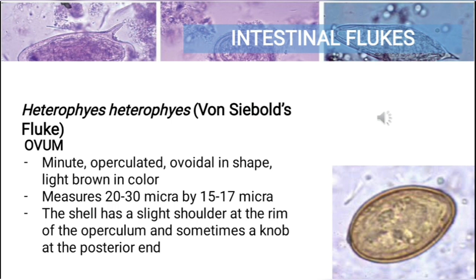Now let us proceed to the ovum or the egg of our Heterophyes. The egg is light brown in color, it is ovoid in shape, operculated, and it measures 20 to 30 micrometers by 15 to 17 micrometers. A fully developed symmetrical miracidium is already present within the egg when it is deposited by the adult worm. The operculum fits into the eggshell smoothly, and it does not have an abopercular protuberance, in contrast to Clonorchis and Opisthorchis. The treatment for our Heterophyes is also praziquantel.